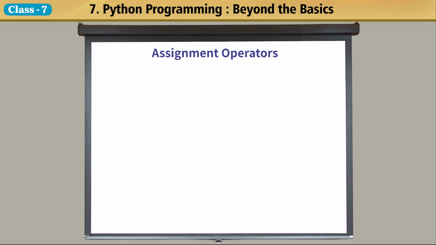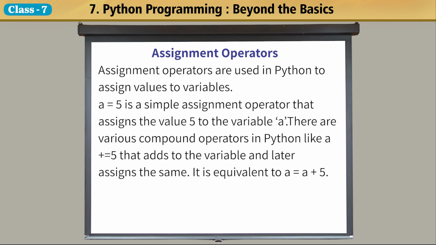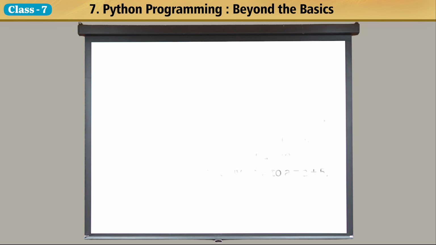Assignment operators. Assignment operators are used in Python to assign values to variables. A = 5 is a simple assignment operator that assigns the value 5 to the variable A. There are various compound operators in Python, like a += 5 that adds 5 to the variable and later assigns the same. It is equivalent to a = a + 5.